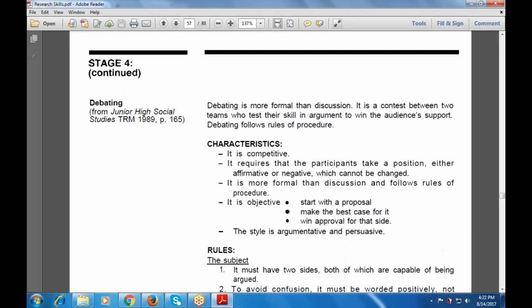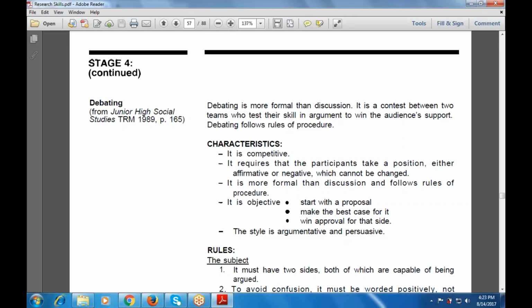Next is debating, which is also more formal than the discussion. Why? Because it is a speech contest between two teams who test their skills in argument to win the audience's support. Debating also follows the rules of procedure, and it is very competitive. So the first characteristic is that it is very competitive.